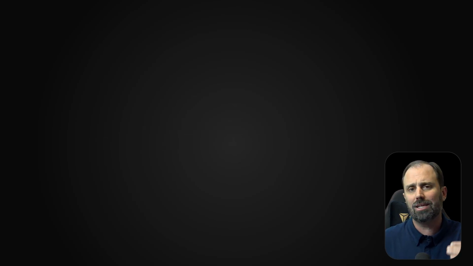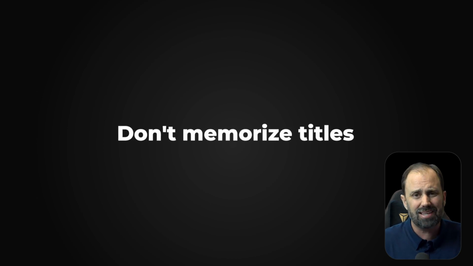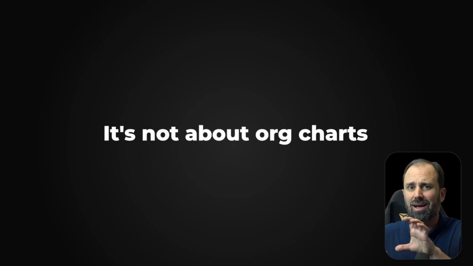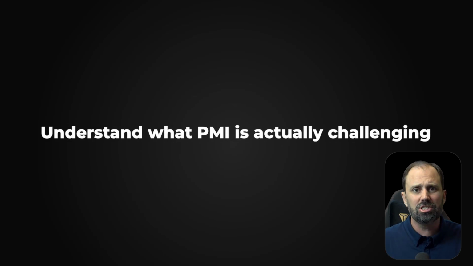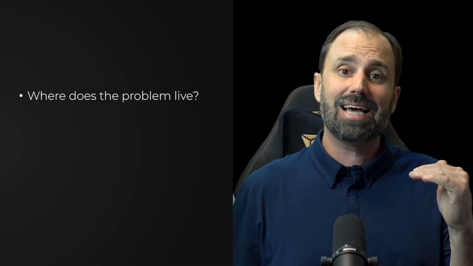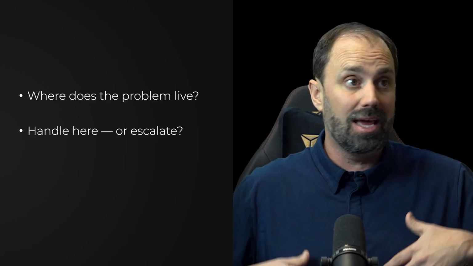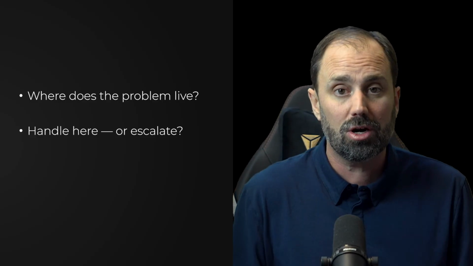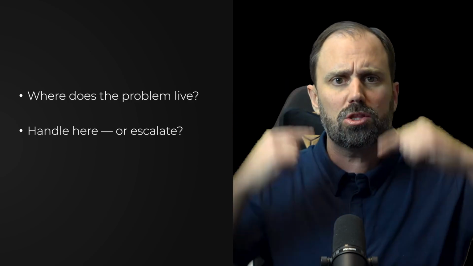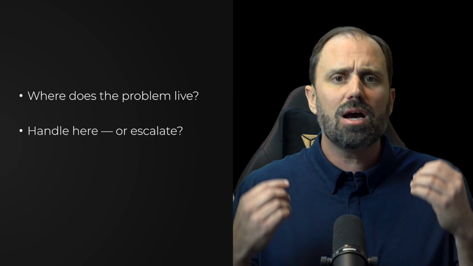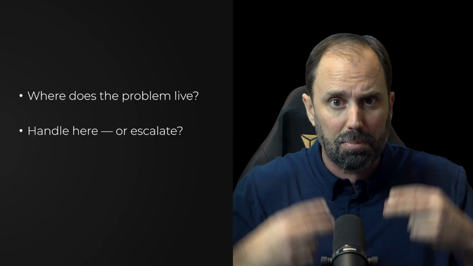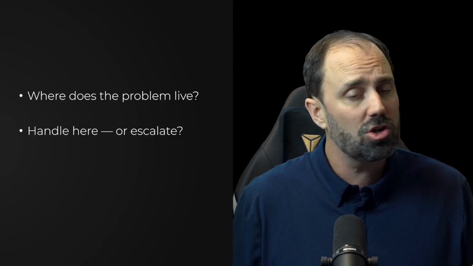Here's what I want you to walk into the exam with. You don't need to memorize these titles. It's just not going to help. What you need to do is understand that it's not about overanalyzing org charts or anything like that. You need to understand what PMI is actually challenging, okay? So slow down and ask yourself, where does the problem live? Is it inside the team or is it outside of it? Can it be handled at that level, or does it need to be escalated? Is that the right decision? And if it can be handled at the current level, it stays there. If it requires more authority, it moves up. If you think of all these questions using the same two-step logic, they stop feeling tricky and they start feeling more predictable.